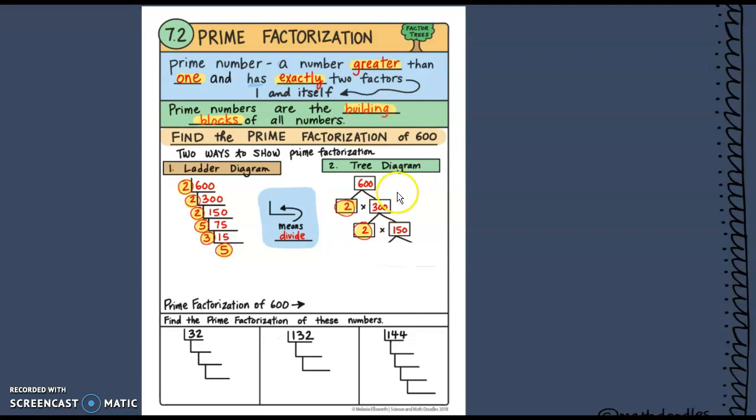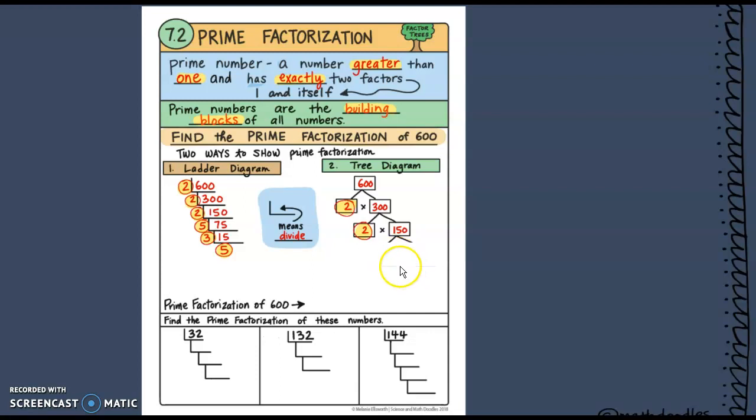We also know that 300 is even. So 300 is still composite, so we have to break it down to as many prime numbers. So 2 times 150. I want you to notice that whenever I have a prime number, it's circled. I'm showing that that's prime, that that's not composite. And those are going to be the numbers I'm going to use in my expression at the end of this.